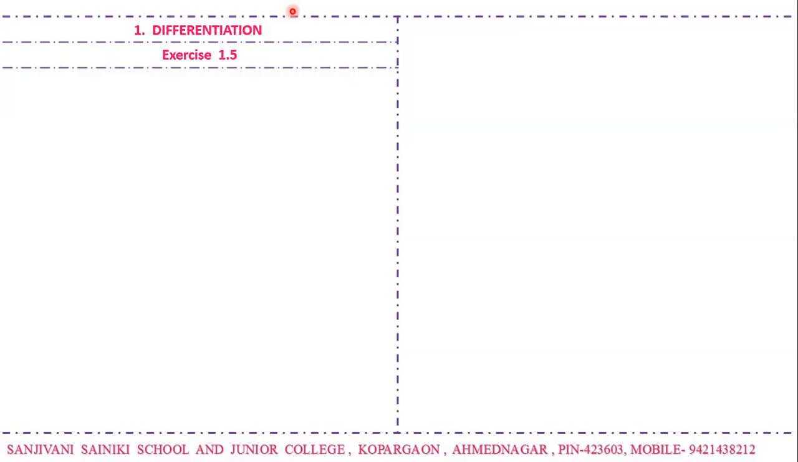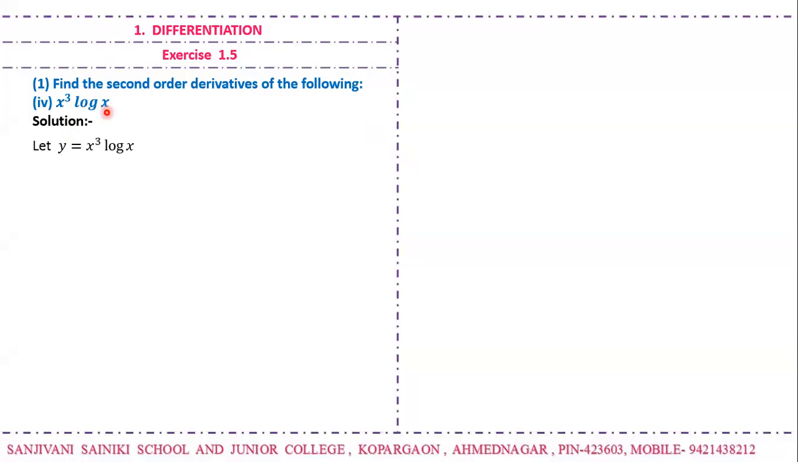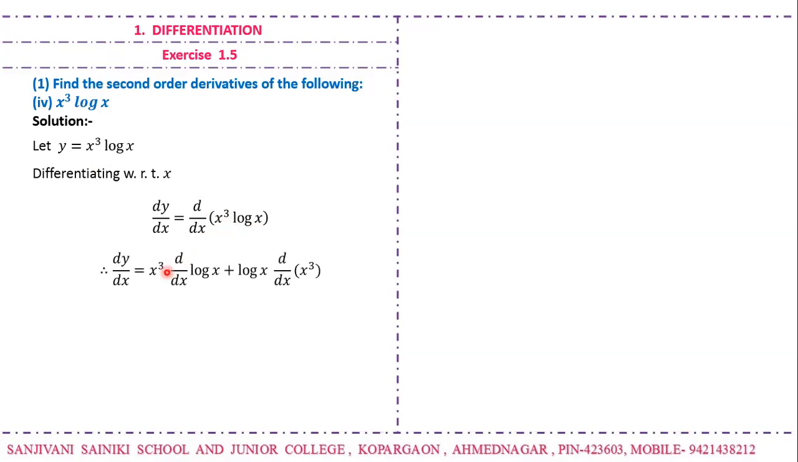The fourth example is x cube log x. So let y is equal to x cube log x. Now differentiating with respect to x, first d by dx of x cube log x. So first function as it is, derivative of the second function, plus second function as it is, derivative of the first function. So here if you cancel this 1 by x, x square will remain.